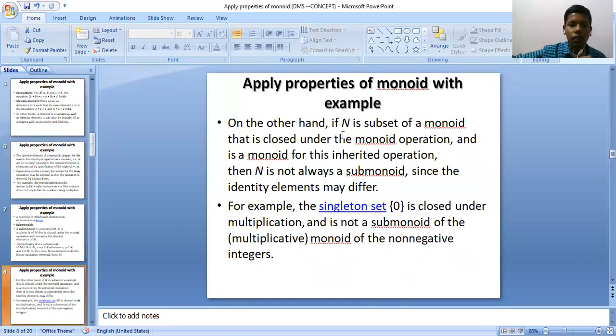On the other hand, if N is a subset of a monoid that is closed under the monoid operation and is a monoid for this inherited operation, then N is not always a submonoid, since the identity elements may differ. For example, the singleton set {0} is closed under multiplication and is not a submonoid of the multiplicative monoid of the non-negative integers.